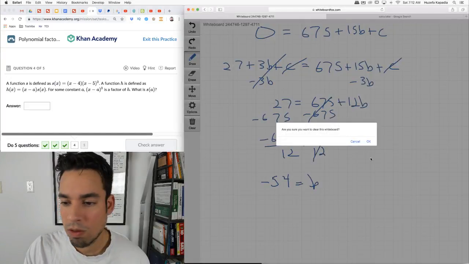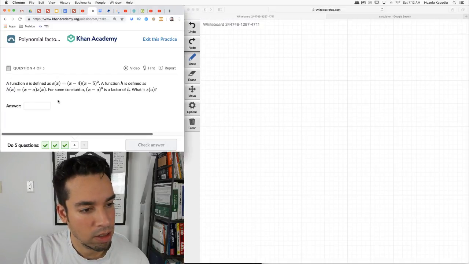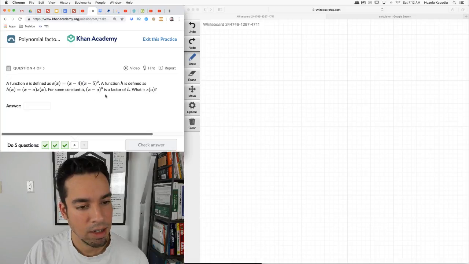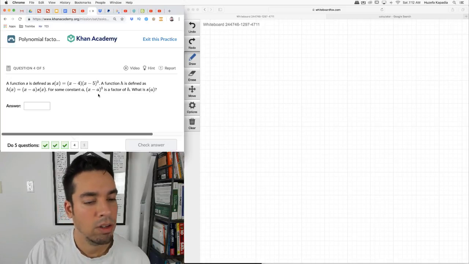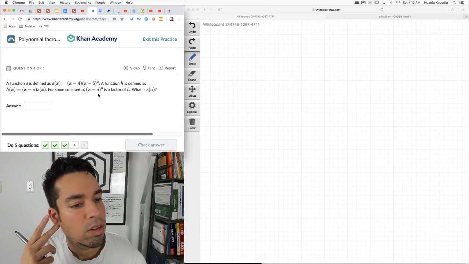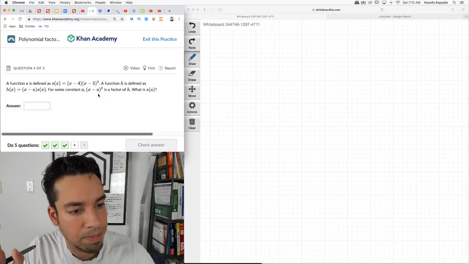Question 4. Question number 4. A function S is defined as this. Function H is defined as this. For some constant A, x minus a cubed is a factor of H. Okay, hold on. I'm trying to wrap my head around this. What is S of A? That is a factor of... Hold on. Oh, I see. I see.